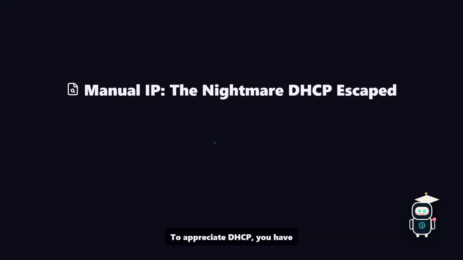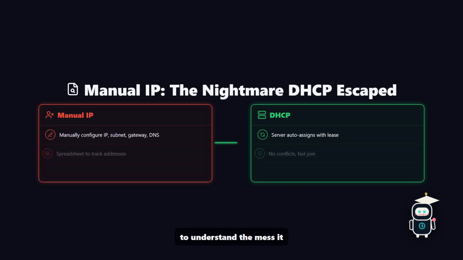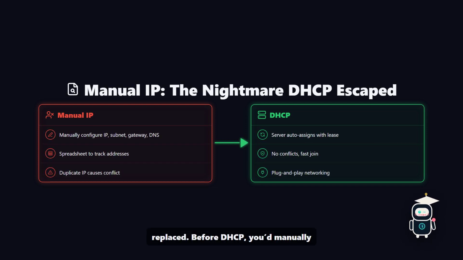To appreciate DHCP, you have to understand the mess it replaced. Before DHCP, you'd manually type a unique IP, subnet mask, default gateway, and DNS servers on every single host. A slow, error-prone process that required a spreadsheet just to track who had what. One accidentally duplicated IP would knock both machines offline.